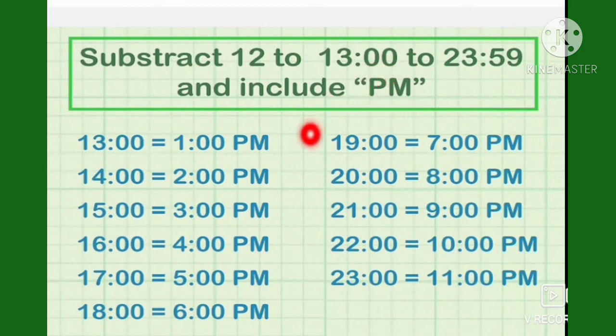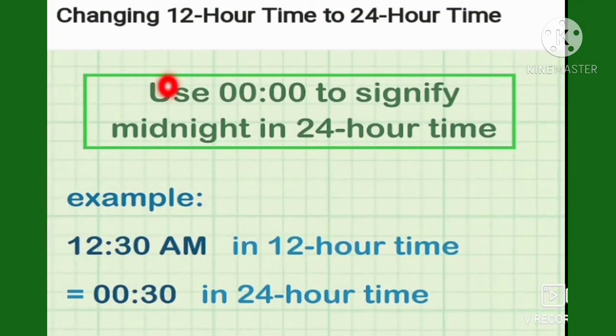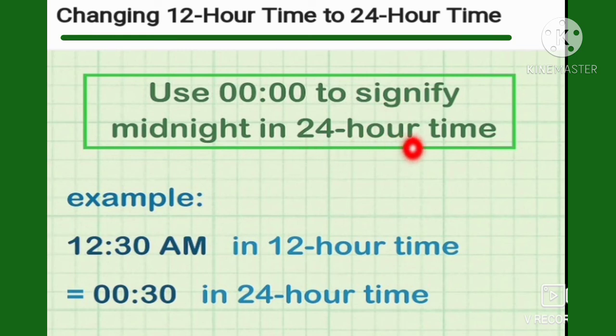So students, listen carefully. From 13 to 23:59 in the 24-hour clock is given. And to convert this into a 12-hour clock, we have to subtract 12 and include PM. Now, changing 12-hour time to 24-hour time. Use 00 to signify midnight in 24-hour time.